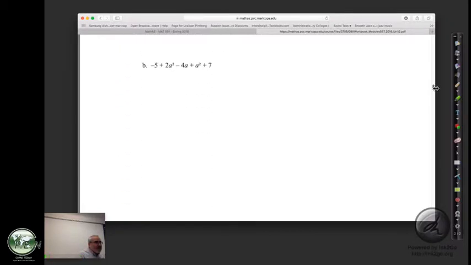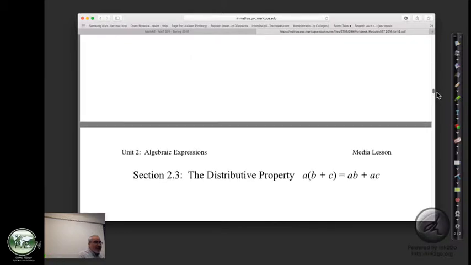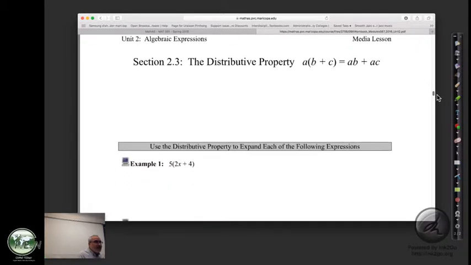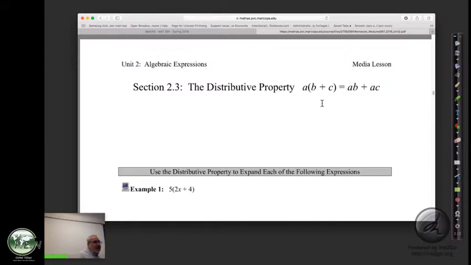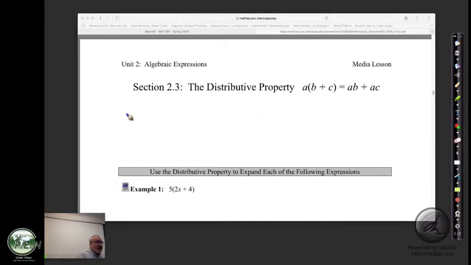Let's see. I'm just going to scroll down a little bit. Anything you feel comfortable about like terms? Anyone want to see? Okay. So now we're going to talk about something called the distributive property. What I'd like to start off with is a physical example.